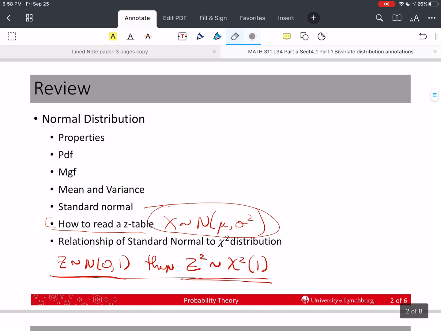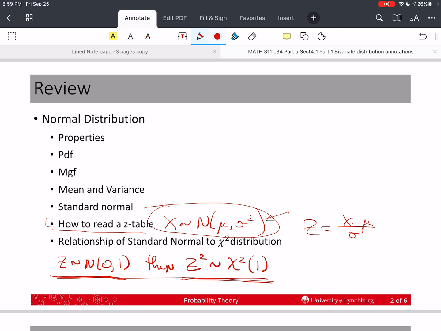So last time we learned how to read a z-table, and the reason to do that is if we have this distribution, x is distributed as a normal with mean mu and variance sigma squared, I can transform that to a standard normal using the equation for z, which is the number of standard deviations above or below the mean for x, and solve the problem using a z-table. We also learned that if z is a standard normal distribution, then z squared has a chi-squared distribution with degrees of freedom of 1.